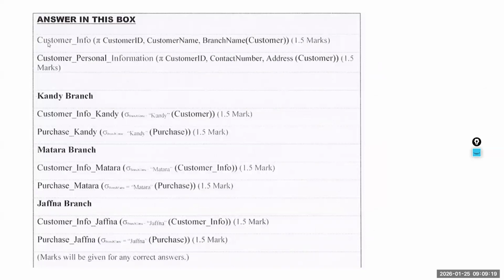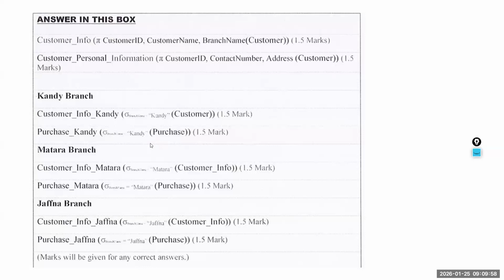So we have the customer info, because remember, we can use that to do sigma, because remember we need both sigma and pi. So we can use this customer info to do the sigma then. Okay, sigma then. So customer info, sigma Matara, that is Matara customer info, sigma Jaffna, that is Jaffna customer info. Okay. But when it comes to purchase, directly you can do sigma.